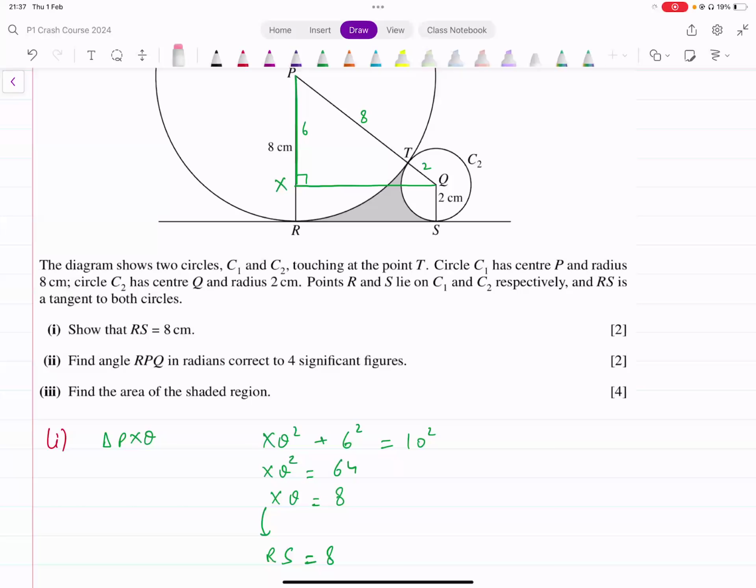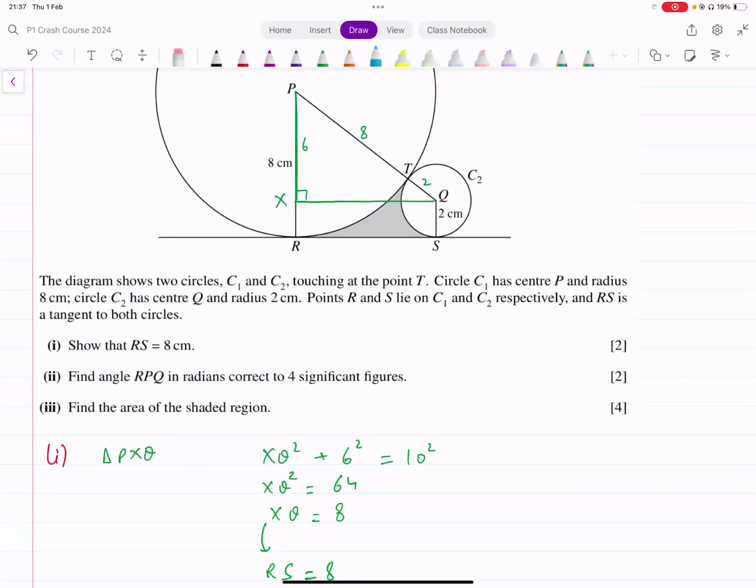Next, they ask you to find the angle RPQ. We're looking for this angle, in radians correct to 4 significant figures. Remember, the general rule is you want at least 3 significant figures in your answers. You can write more than that, but not less, which means at least 4 significant figures in your working. So your working always has to be minimum 4 significant figures if you're writing numbers in decimals.